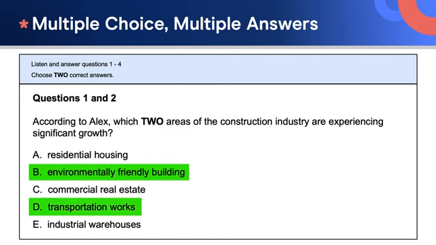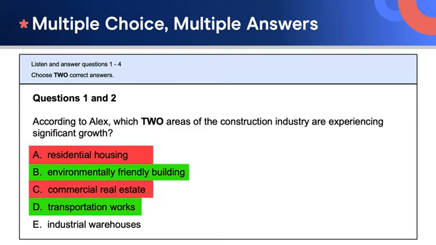You may have heard Alex say the main two types of premises are residential properties and commercial properties. While this may seem to suggest the first and third options, it doesn't say that these areas are undergoing growth, so they're just distractors. Similarly, industrial warehouses are covered when Alex says supply depots and storage facilities are another type of construction that you could be involved in. But again, no mention is made of this being an area of growth.